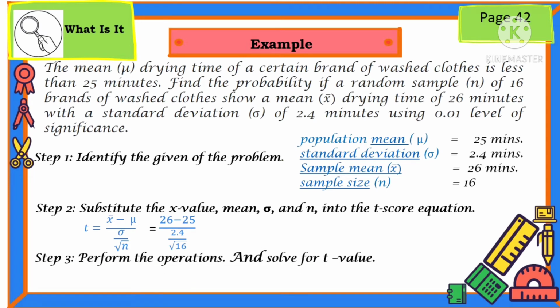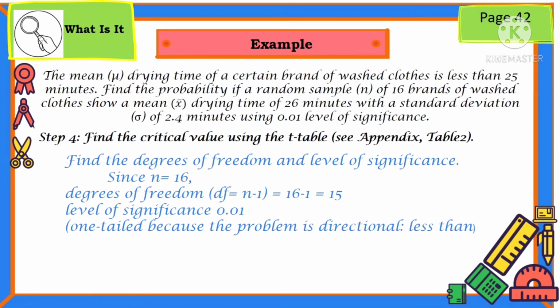And for step 3, perform the operations and solve for the t value. We have the substitution part, 26 minus 25, that is equal to 1 over 2.4 divided by the square root of 16, that is 0.6. So 1 divided by 0.6 is equal to 1.67.